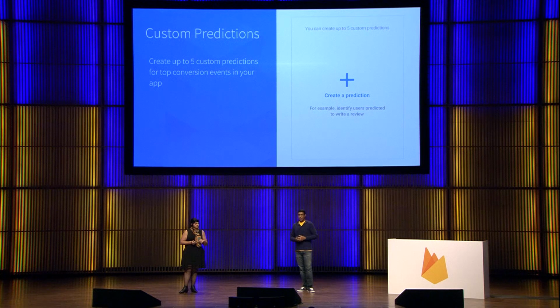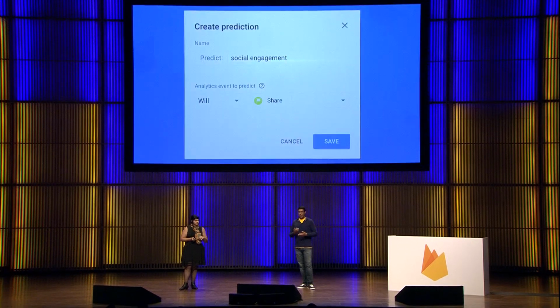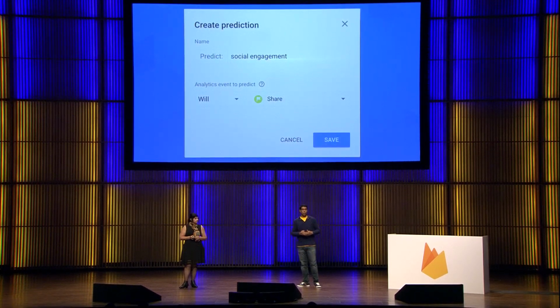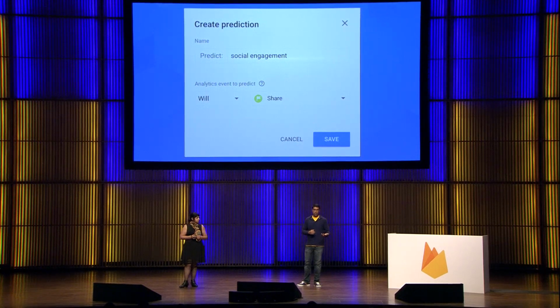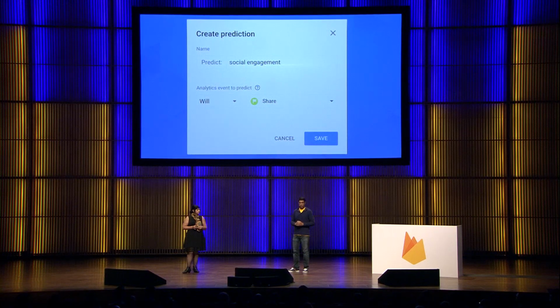All you have to do is give the prediction a name and tell us if you're interested in users who are likely to hit that event in 7 days or likely not to hit that event in the next 7 days. And that's it. Now, Firebase Predictions will create this prediction for you, and you can target users for the specific prediction, which is very unique to your app. Now, in this case, we see the prediction is for social engagement, and we want to see if the users will share or have the share event in the next 7 days.